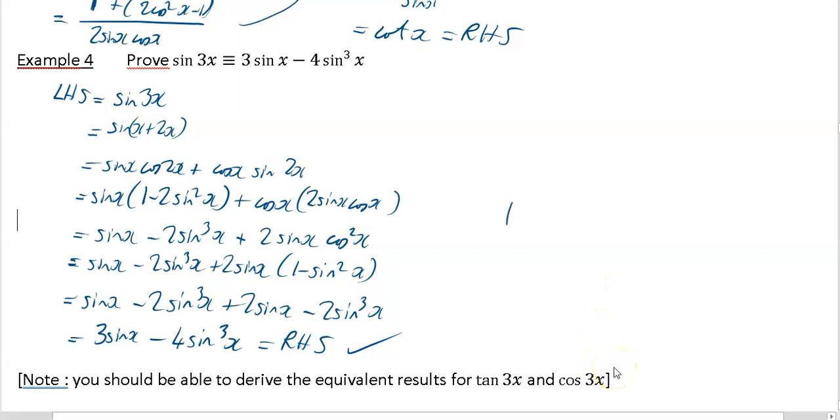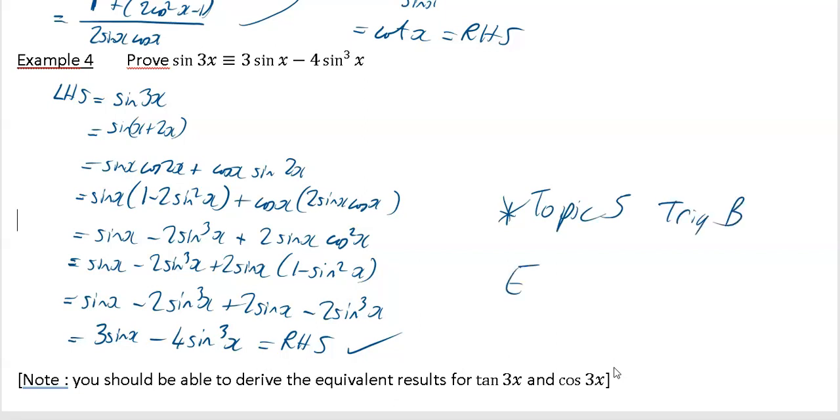Okay, after you've done all that, folks, you're now ready to do topic 5. It is a trig B section, exercise 2, questions 9 and 10.